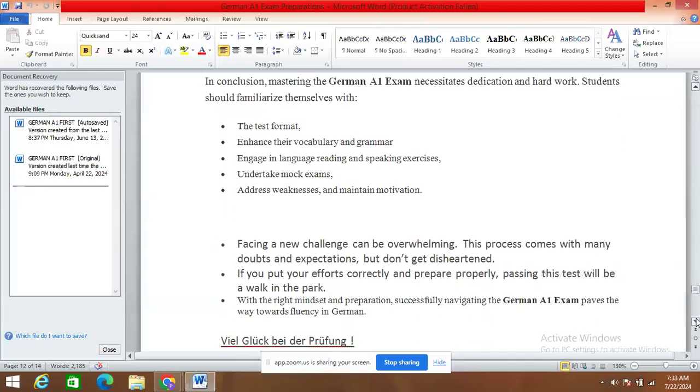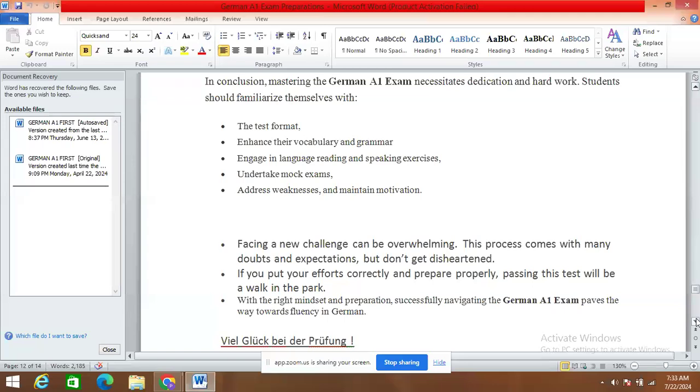So this is the conclusion for our full German A1 level examination. Always check the format of the exam, enhance your vocabulary and grammar, engage in language reading and speaking exercises, do test the sample papers or the mock test, and with proper motivation and focus, try to overcome the weaknesses.